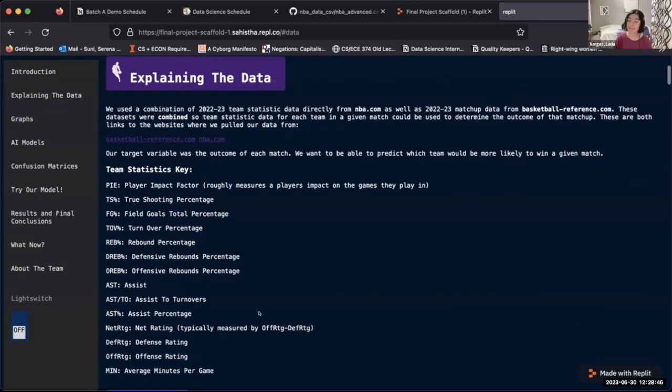Hi, I'm Lucia Vargas. I'm a statistician, and we used a combination of 2022, 2023 data for team statistics and matchups. These data sets were combined so that we could find our target variable, which was the outcome of each match.